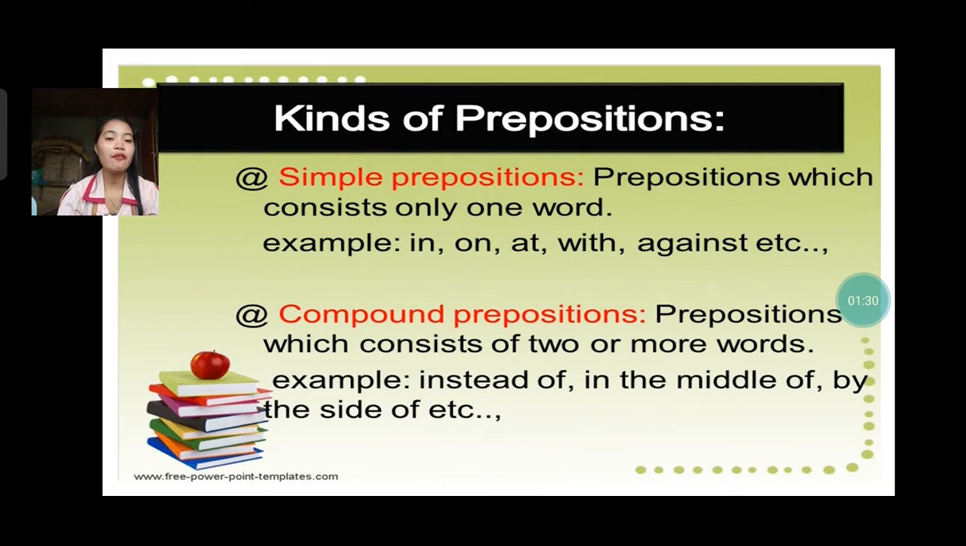So, there are different kinds of prepositions. There are simple prepositions and compound prepositions. Simple prepositions are prepositions which consist of only one word. Examples: in, on, at, with, against, and others. Compound prepositions are prepositions which consist of two or more words. Examples of compound prepositions are instead of, in the middle of, by the side of, and so on.